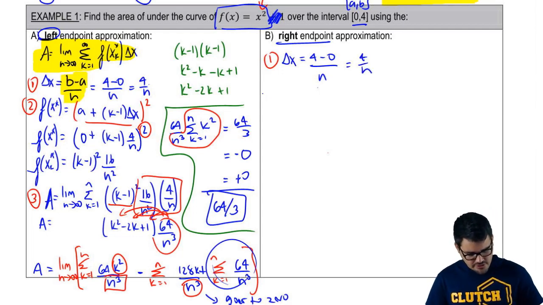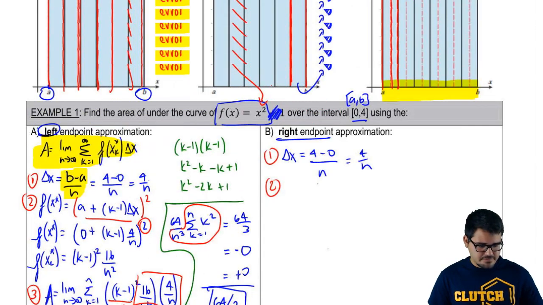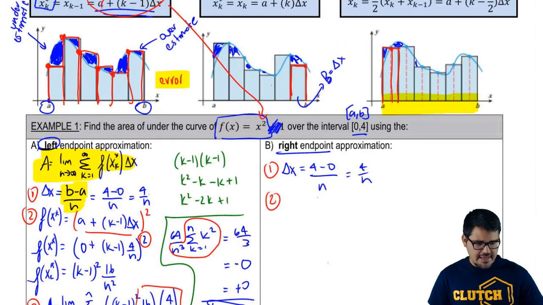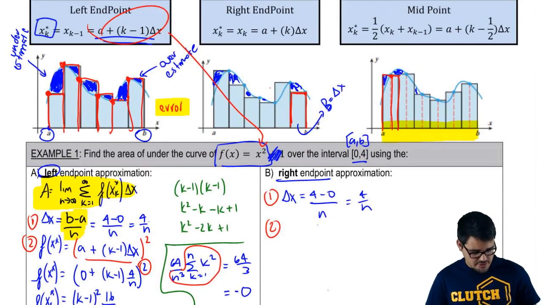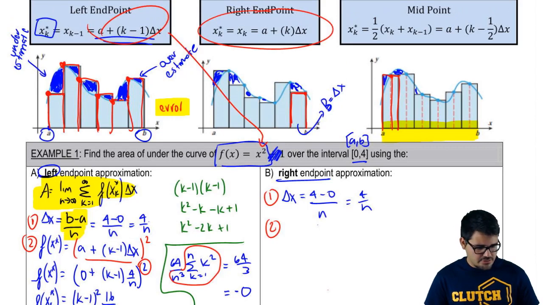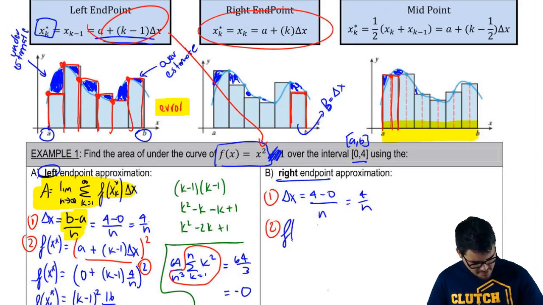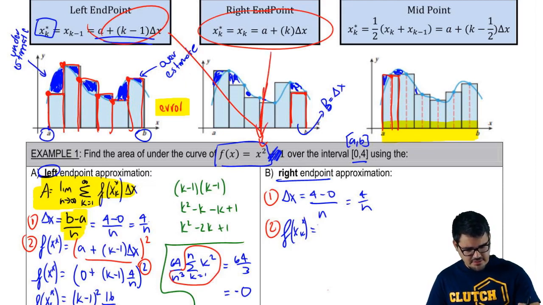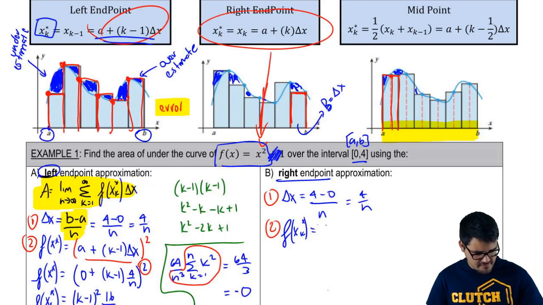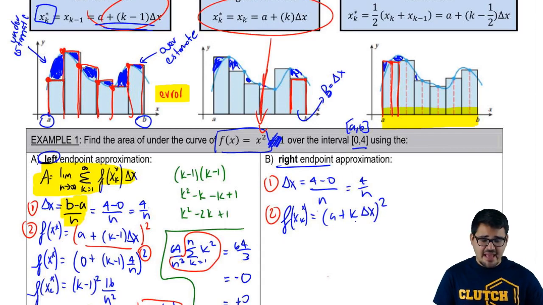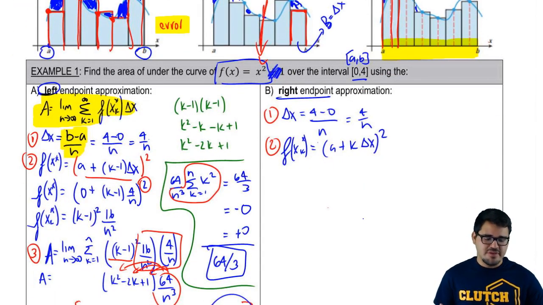After we find a change of x, we need to go ahead and find our f of xk star. And how we do that is we go up here, and we just get our xk star. It's going to be our right endpoint, right? So we're going to use this guy right here. f of xk star, our function is squared, so we're plugging in this guy into here, and that means that we're going to have a plus k change of x squared, right? So it actually becomes a lot easier because we don't have the k minus 1. And you guys will see how much simpler this example B actually is.